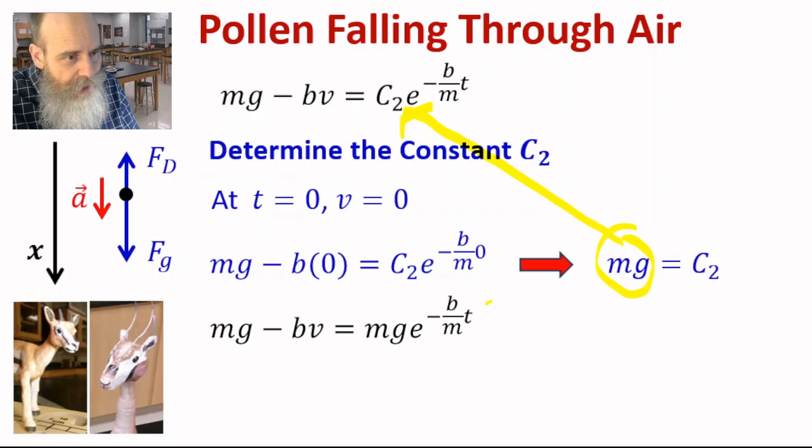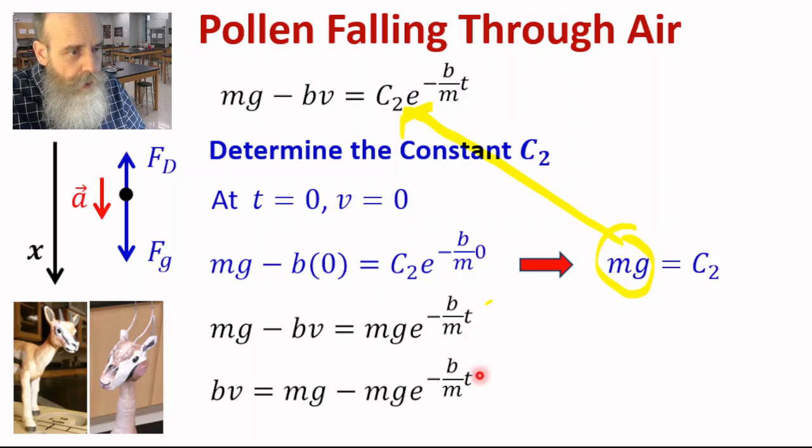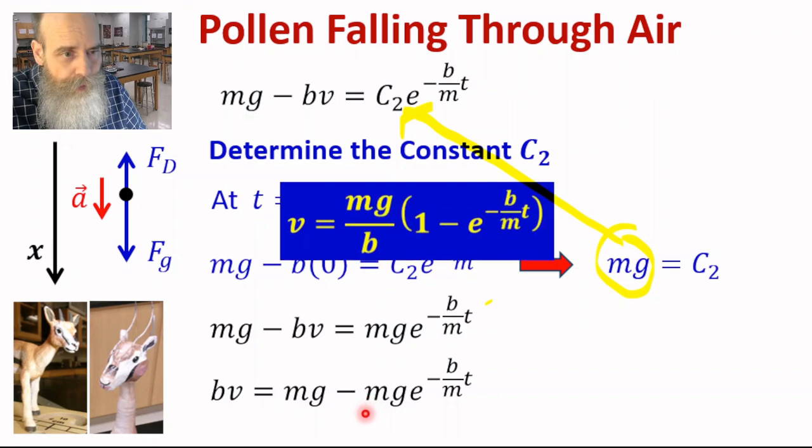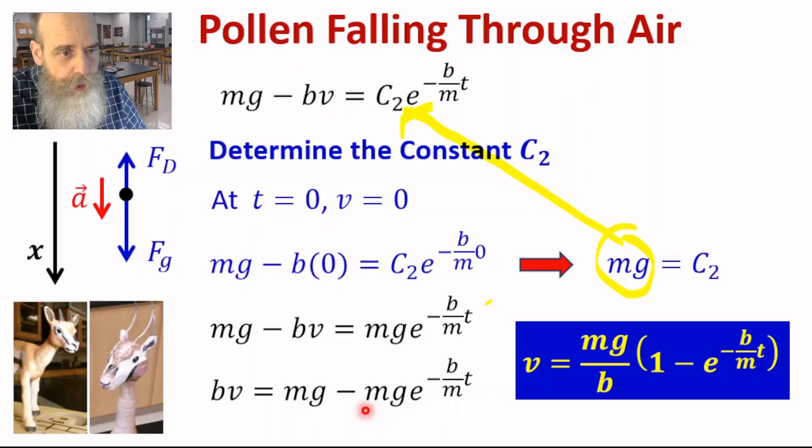mg minus bv equals mg times e to negative b over m t. Now we need to solve this equation for v. So we can rearrange it like this. Then we could divide by b and then take out a common factor of mg over b. And this is what we get. Here's our solution. v equals mg over b times 1 minus e to negative b over m t.